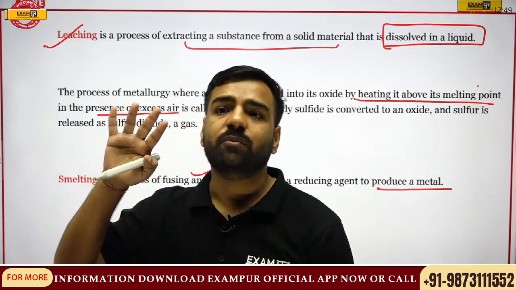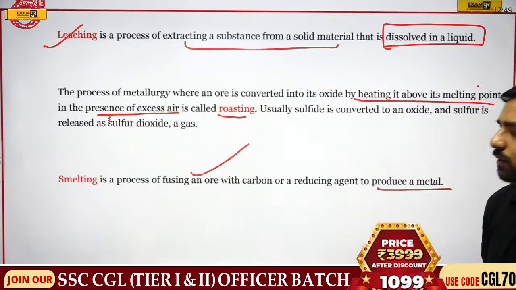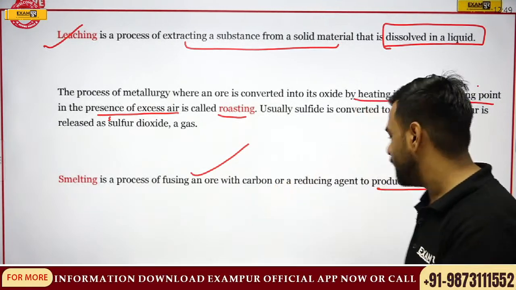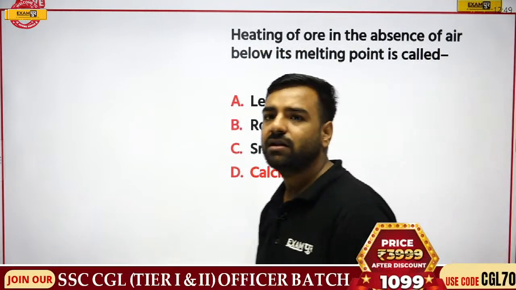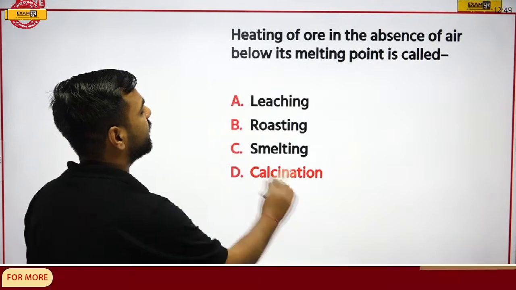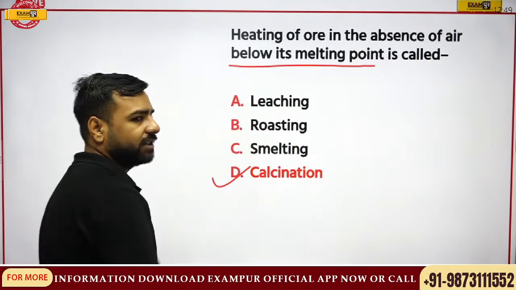Are all these four points clear, everyone? If these four points are clear, then we can just wind up. But if you have any doubt, please let me know. Are these points clear, everyone? So what is the correct answer here? We were discussing calcination, where we heat the ore in the absence of air and below its melting point. So the correct answer is calcination.